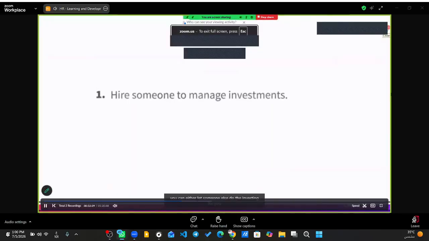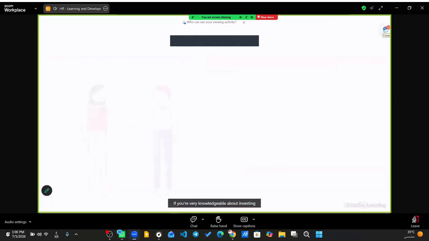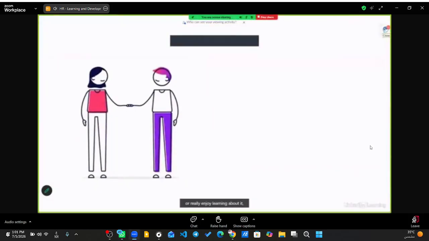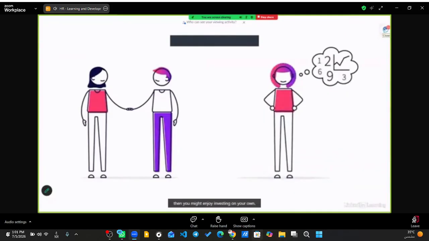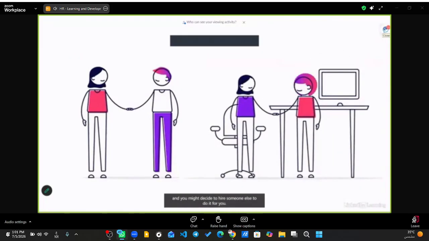You can either let someone else do the investing for you, or you can do it yourself. If you're very knowledgeable about investing or really enjoy learning about it, then you might enjoy investing on your own. Yet if you're like most people, you might find picking your investments to be difficult, and you might decide to hire someone else to do it for you.